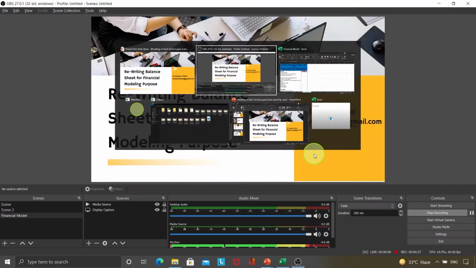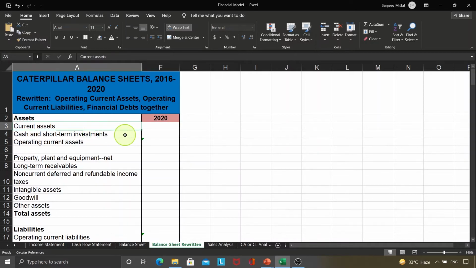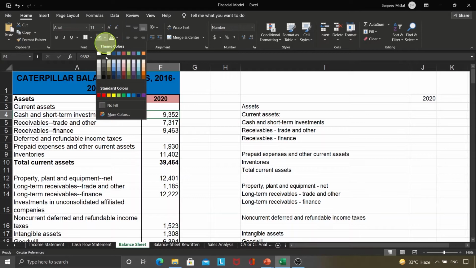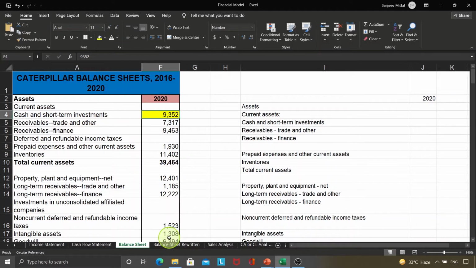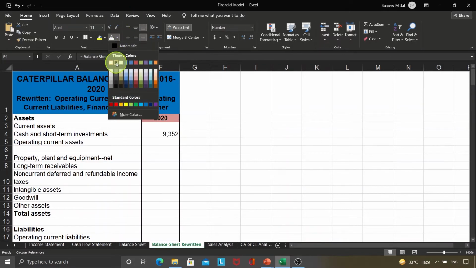So let's start. Now, if you see my Excel here, I have prepared the rewritten balance sheet here. Inside that, you can see the current assets is written. Inside the current assets, the first item is cash and short-term investments. I have taken the details of 9,352 cash and short-term investments from the original balance sheet which we have prepared earlier, and I can just show this number here, as you can see.